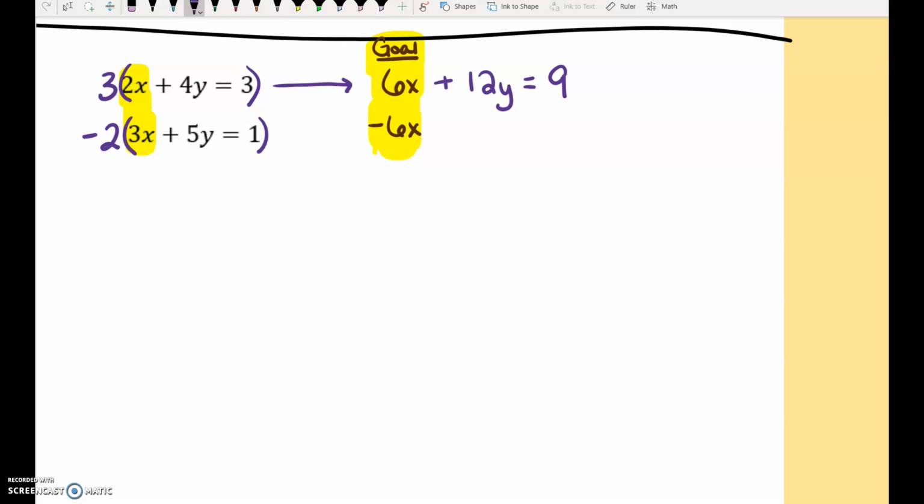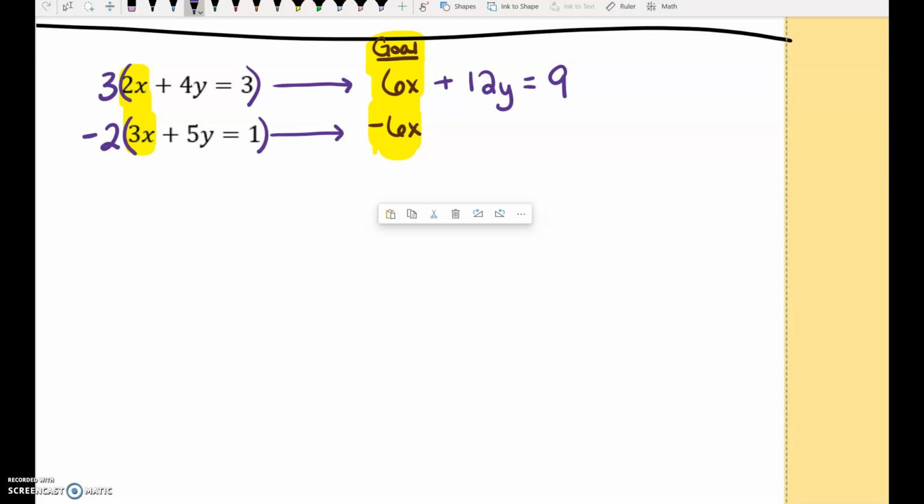If you switch the negative 6 on top, that's totally fine. What if you decided to multiply the top by negative 3 and the bottom by positive 2? Totally fine. Your work might look a little bit different than other people's, but you're still going to eliminate the x, and that's still going to be fine.